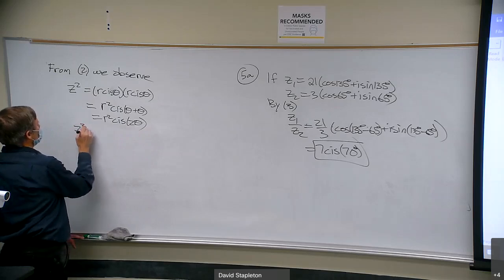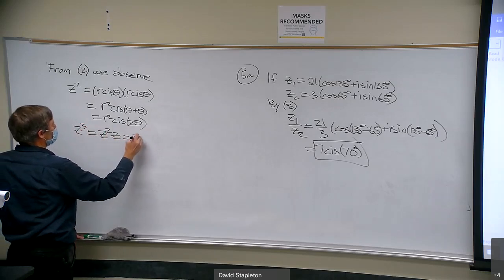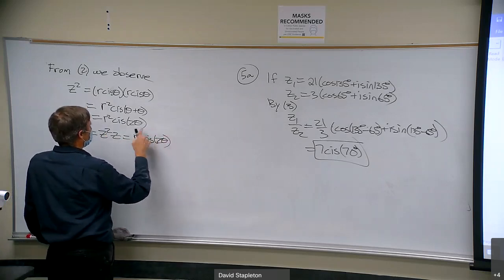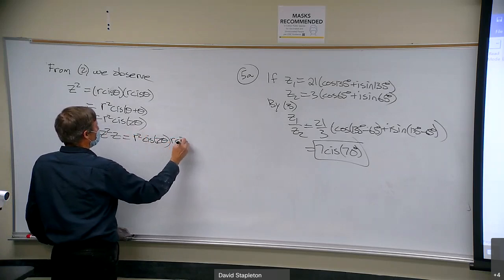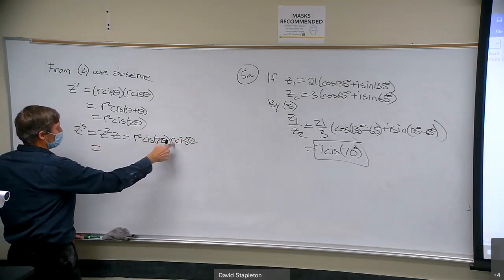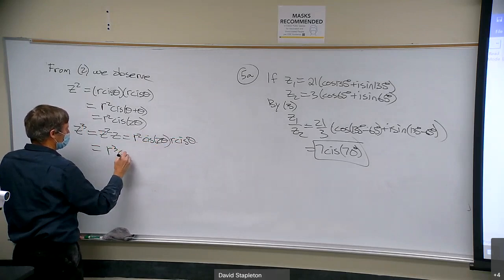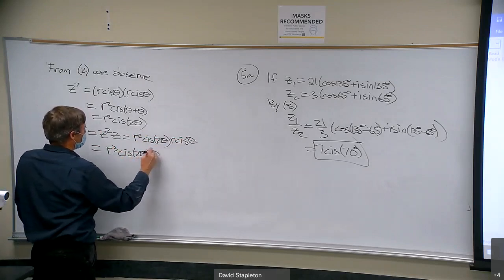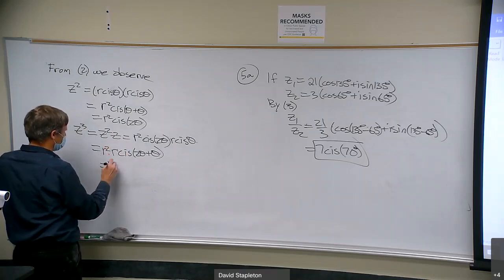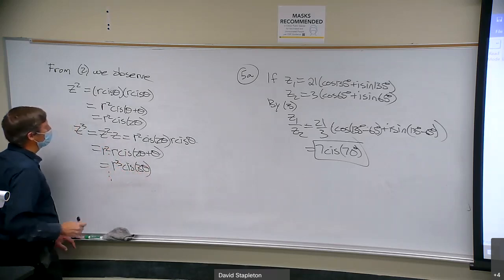Now you compute z cubed. That ought to be z squared times z. So it's this one, r squared cis 2 theta, times z, which is r cis theta. And now the r's multiply, r squared times r is r cubed, and the angles add, 2 theta plus theta, which is 3 theta. You see the pattern, right?